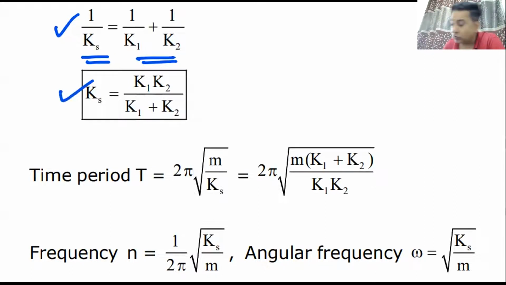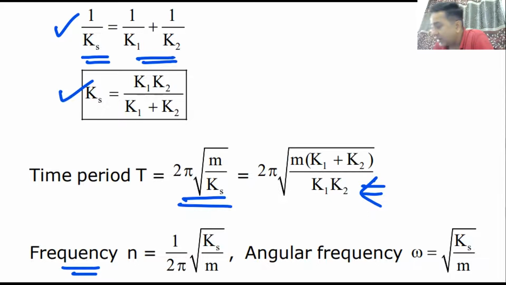If there are only two springs, the effective spring constant becomes k1 k2 upon k1 plus k2. Time period becomes 2 pi root over m by k effective. You just put the value of k effective as k1 k2 upon k1 plus k2. For frequency, it becomes 1 by 2 pi root over k effective by m. Angular frequency omega becomes root over k effective by m. Do we understand this?